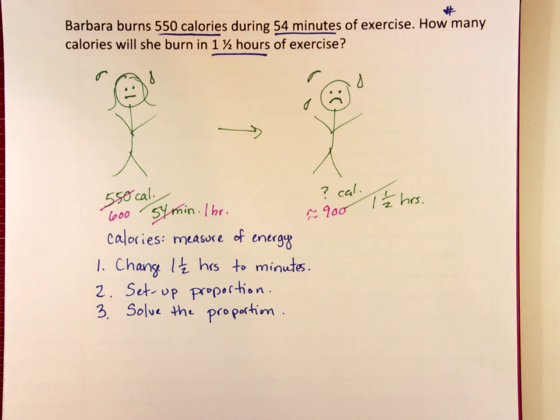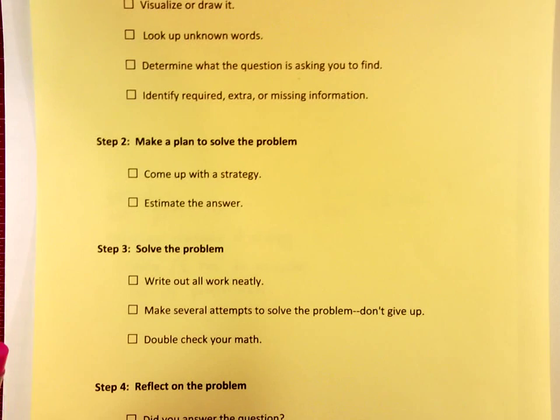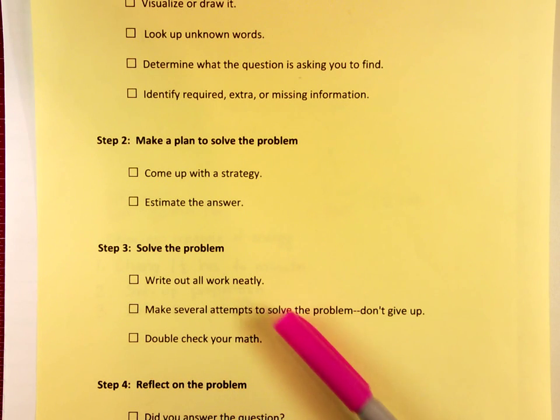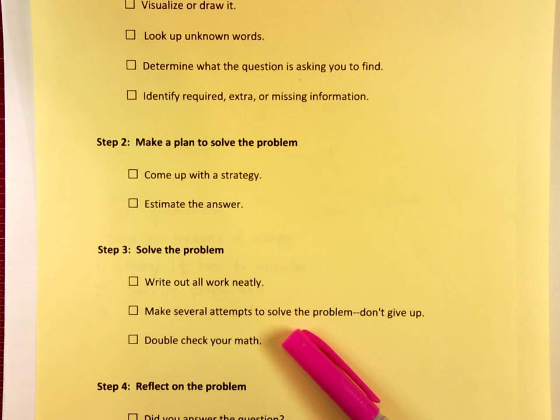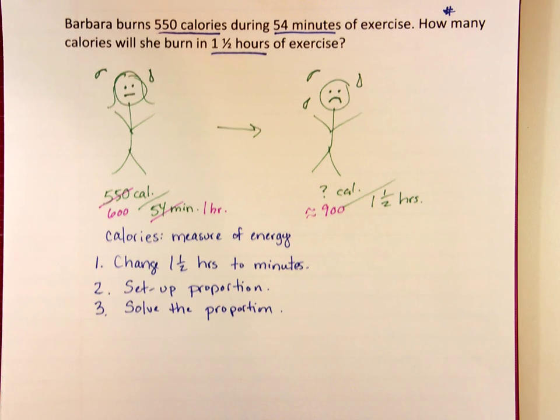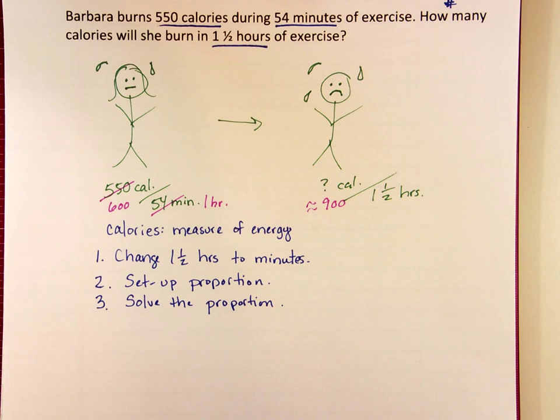All right, back to our checklist. Step 3, solve the problem. Write out all work neatly, make several attempts to solve the problem, don't give up, and double check your math. Let's start with step 1. Change 1.5 hours to minutes.